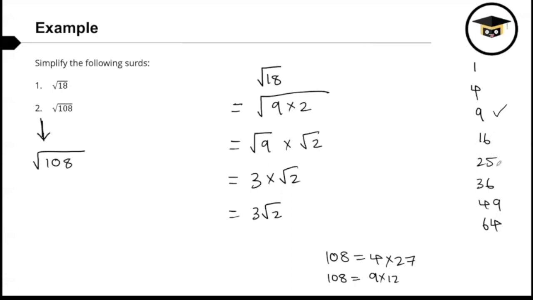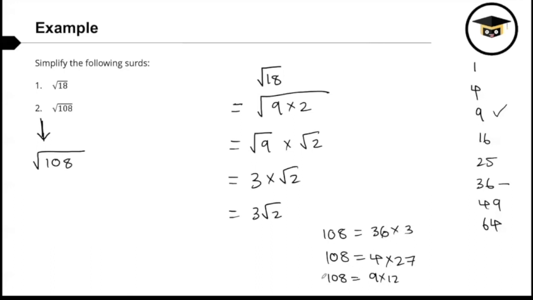Does 25 go into 108? No. But 36 does. So let's try 36. 108 is equal to 3 times 36. Okay? Now I'm going to show you the reason why we look for the biggest number.